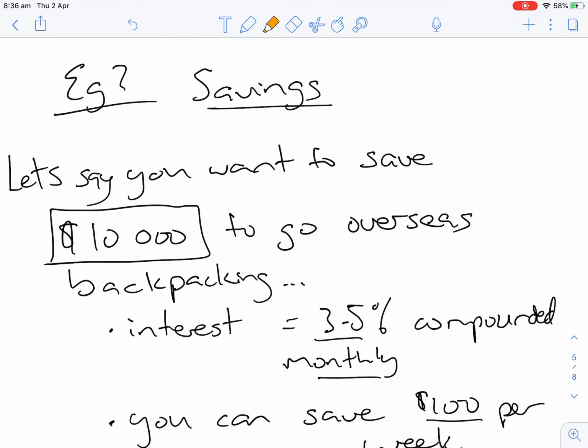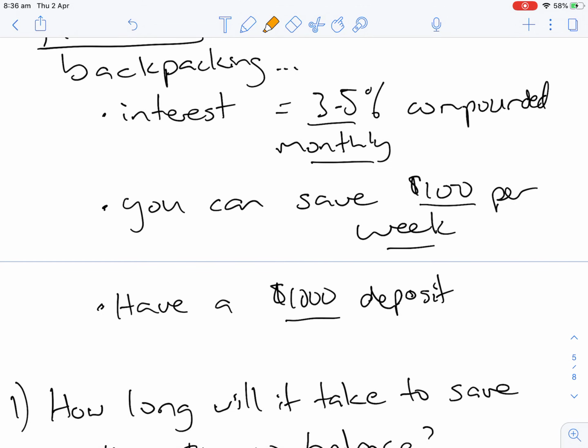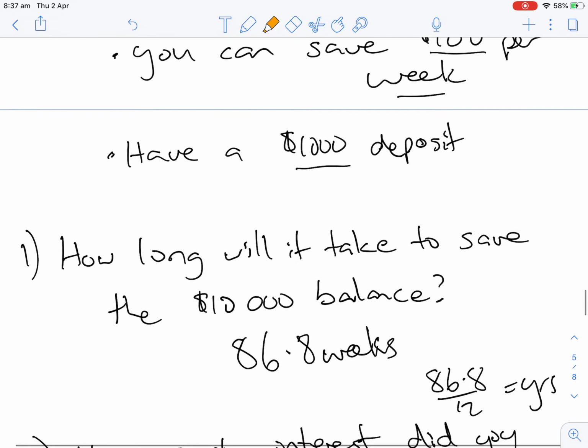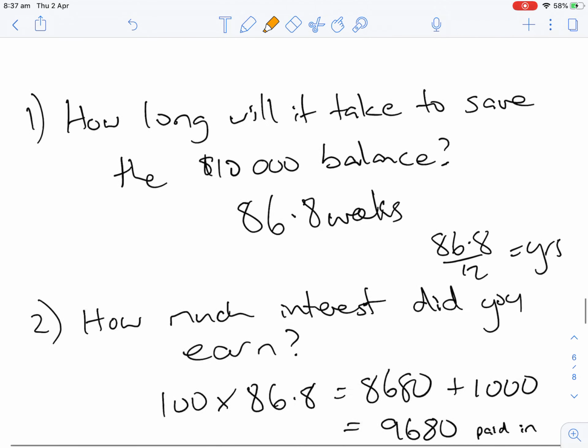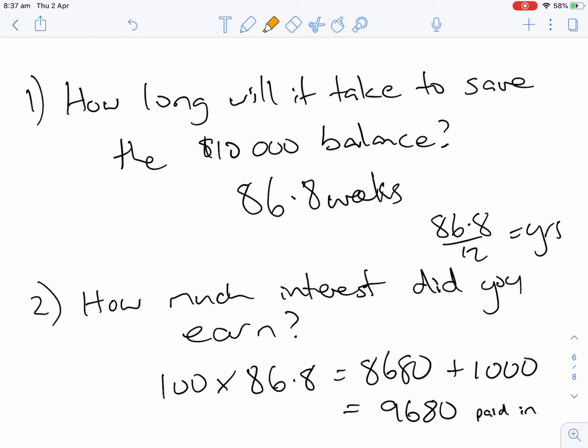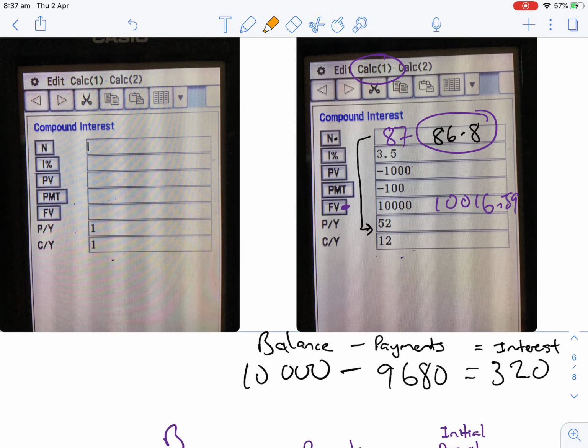Let's say we're going to save this time. So let's say you're going to go for your gap year and you want to save $10,000 to go overseas. So let's assume now that we're going to earn 3.5% compounded monthly, and that you can save an extra $100 per week from a job or whatever. And we might also say that you've already got $1,000 to start your savings as a deposit. So how long will it take you to save the $10,000 balance? And I've put the answer there, but let's go to the screens first.